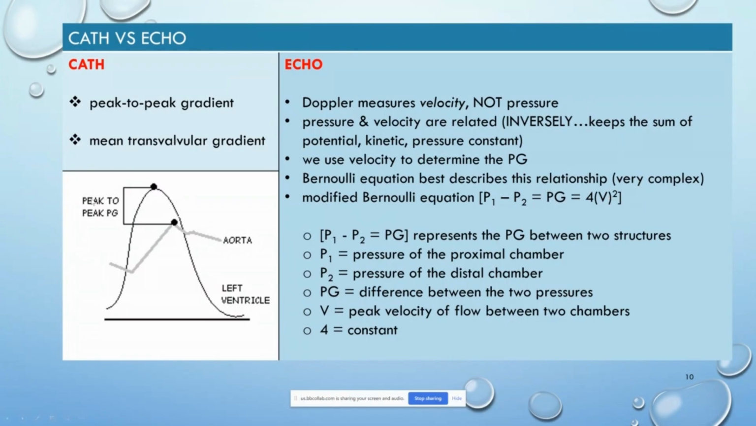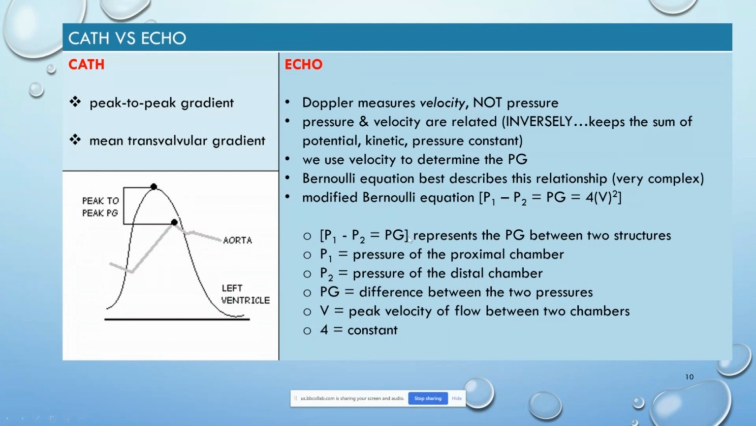This is the Cath lab we were just talking about. Before that, we're going to do an echo. When we do an echo, we do Doppler, and Doppler measures velocity. That's how fast the blood is moving and the direction that it's heading in. It does not measure pressure. But you should know that pressure and velocity are related, but they're related inversely. That means they're opposites. When one goes up, the other one must come down. So what it does is it keeps the sum of the potential energy, kinetic energy, and the pressure constant.